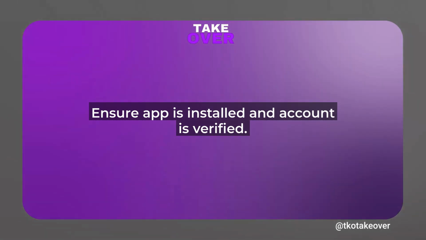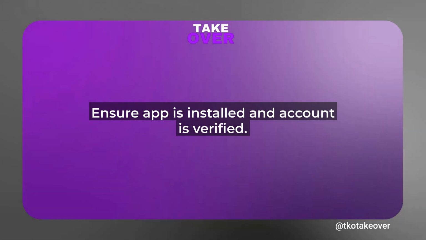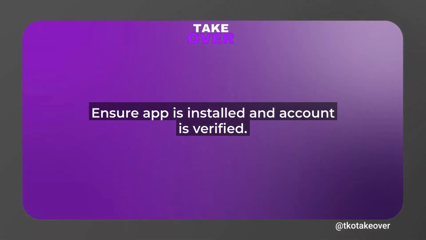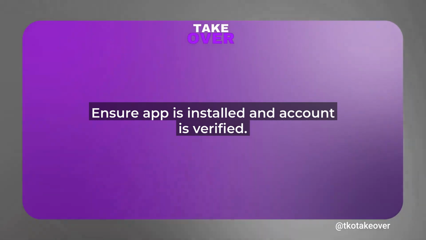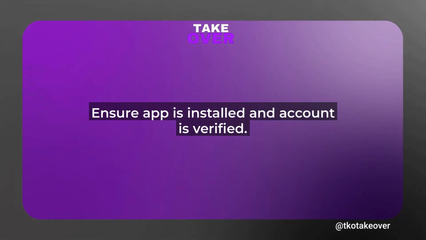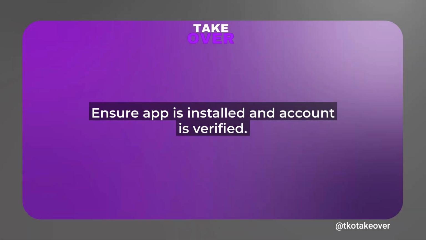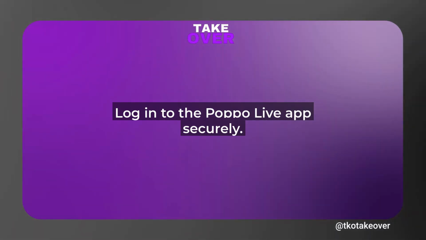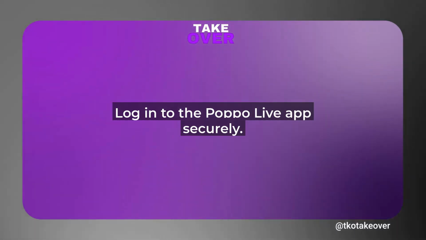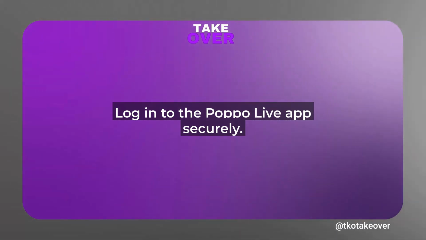Let's jump right in. First off, before we start, ensure you have the Poppo Live app downloaded on your device and that your account is verified. This is crucial for withdrawals to go through without hitches. Step 1. Open the Poppo Live app and log in with your registered credentials. Make sure you're on a secure network to protect your info.